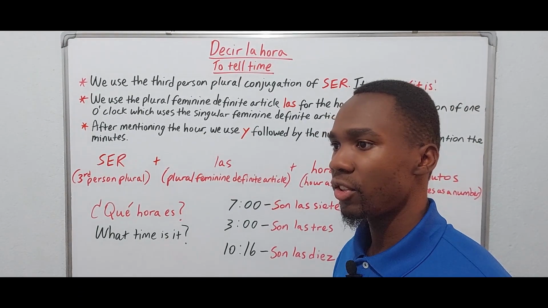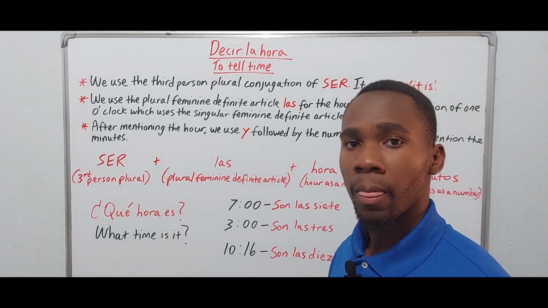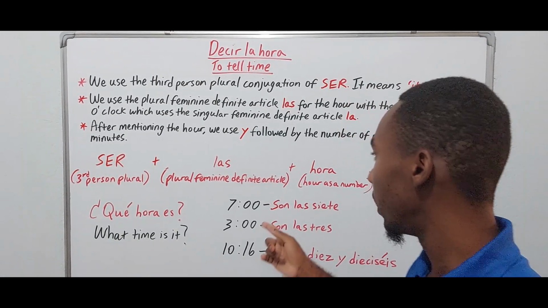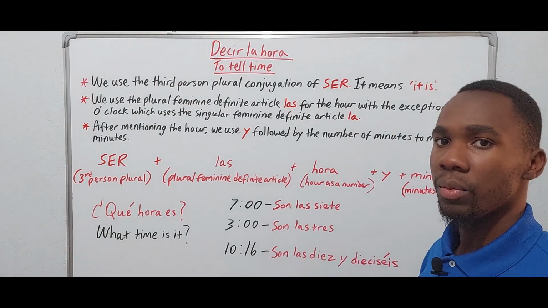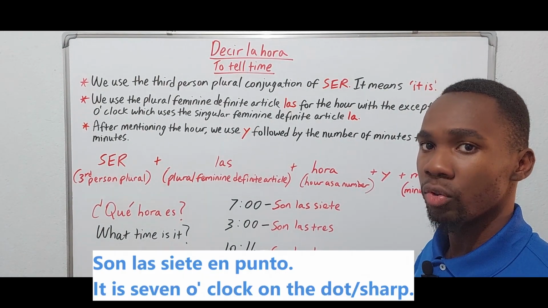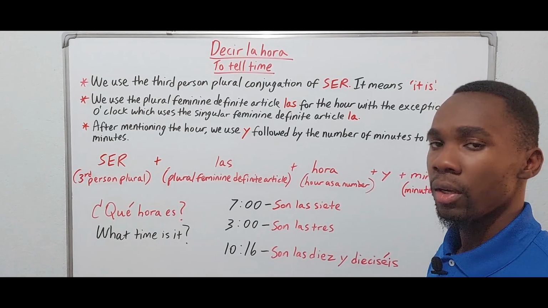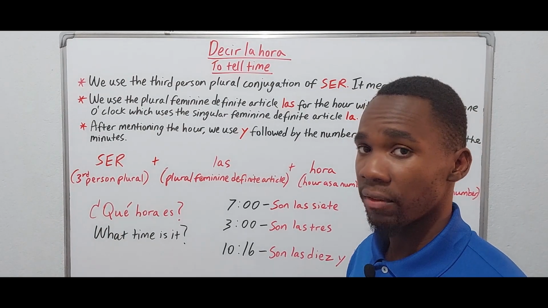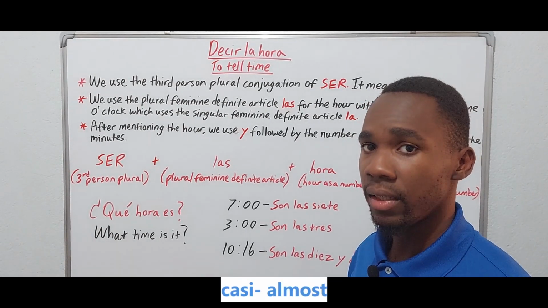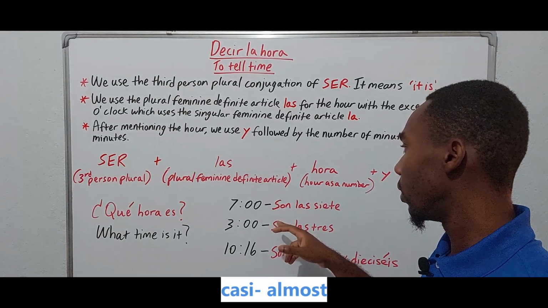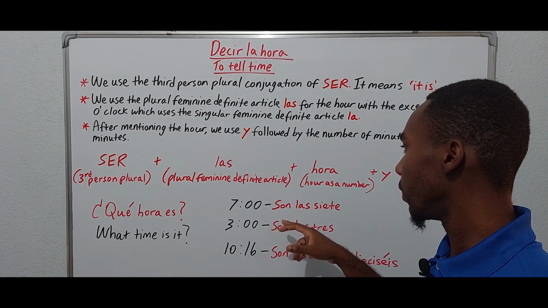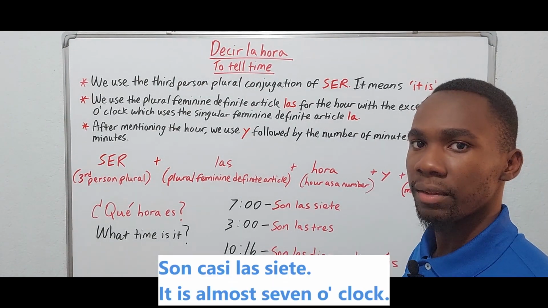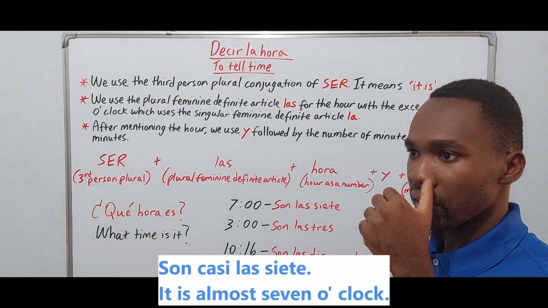So there are two other expressions that will be useful with time, and that would be en punto, which means sharp or on the dot. So if we want to say it is 7 o'clock on the dot, we would say son las 7 en punto. It is 7 o'clock sharp, or it is 7 o'clock on the dot. Or if we want to say it is almost 7 o'clock, almost would be casi. So you could say son casi las 7. It is almost 7 o'clock.